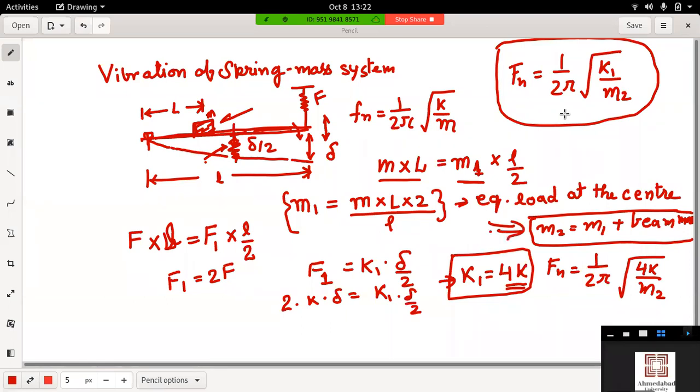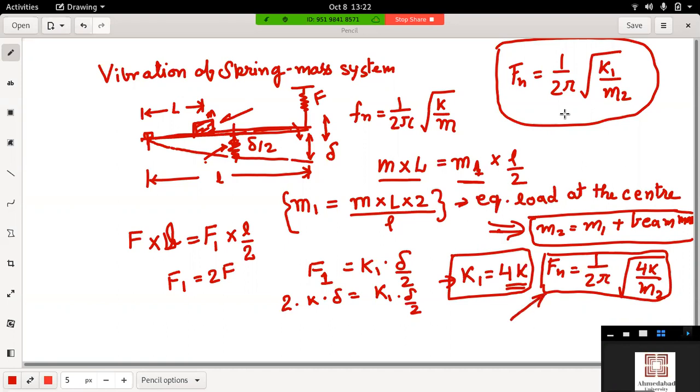K is probably known, then we can determine the theoretical natural frequency of this system. The system means either the spring or the beam; both will have the same frequency because they are connected to each other. So this natural frequency, theoretically we can determine using this equation.